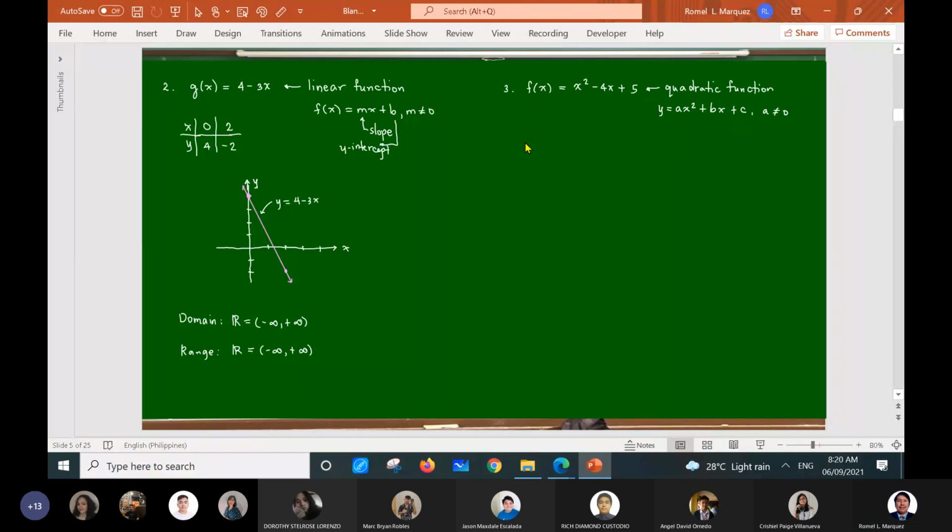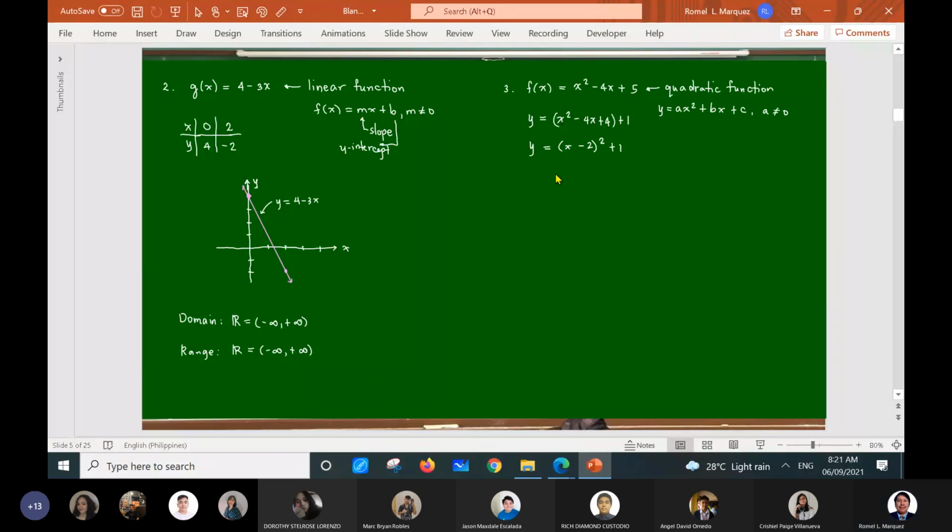Okay? So if you're going to let this as y, and then complete the square here, x squared minus 4x, to make it a perfect square trinomial. So I need 5, so plus 1, no? 4 plus 1 is 5. Okay, guys? And this is factorable into x minus 2 quantity squared plus 1.